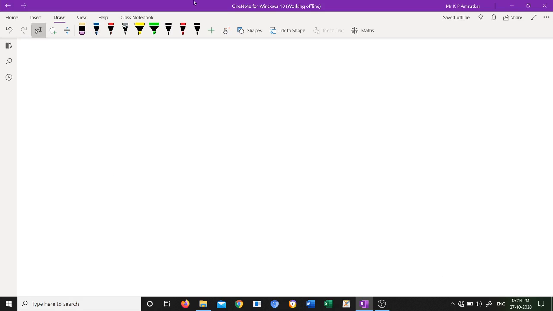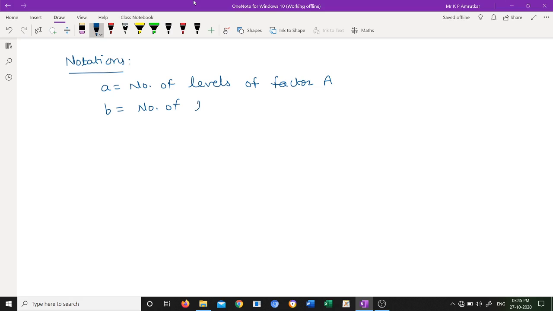Now we are going to see the notations, whatever notations we had seen in the table. First notation is A. A means the number of levels of factor A. B means the number of levels of factor B.